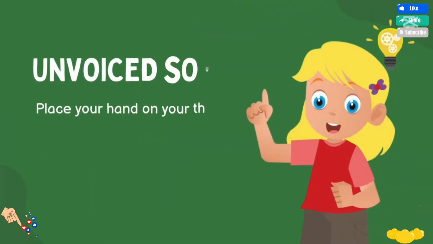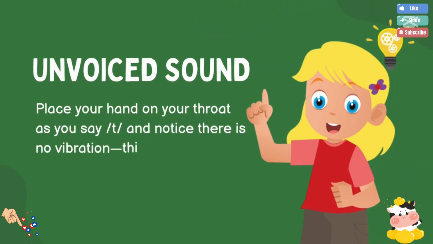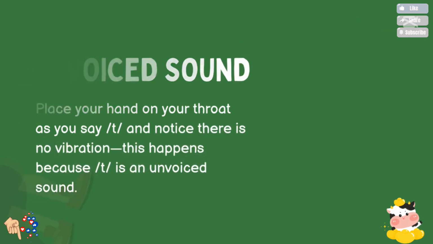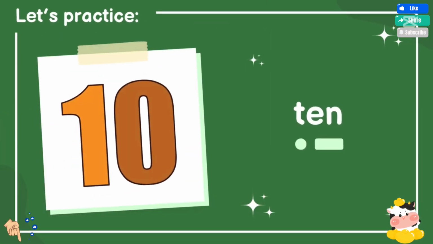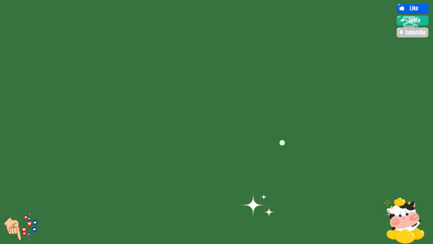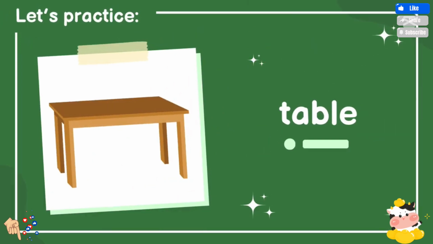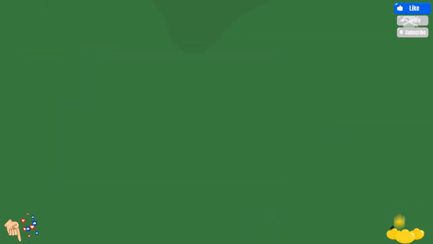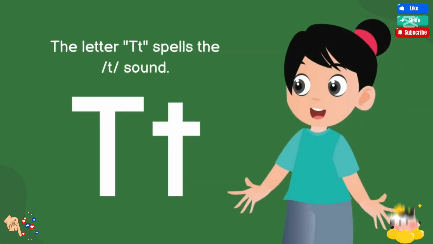Unvoiced sound. Place your hand on your throat as you say it and notice there is no vibration. This happens because it is an unvoiced sound. Ten. Turtle. Table. Tent. The letter T spells the T sound.